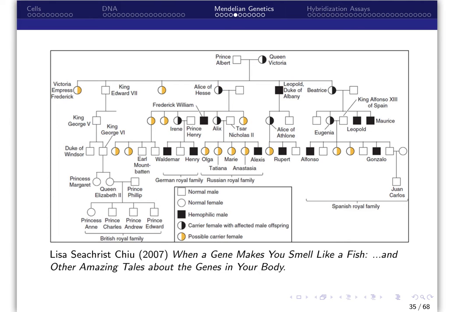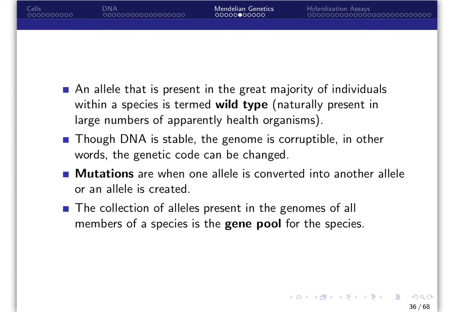Other interesting examples of missense and other genetic mutations that lead to various disorders are described in this very readable book, When a Gene Makes You Smell Like a Fish. An allele that is present in the great majority of individuals within a species is termed wild type. That is, it is naturally present in large numbers of apparently healthy organisms.